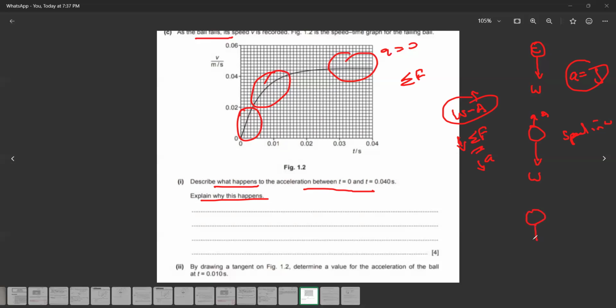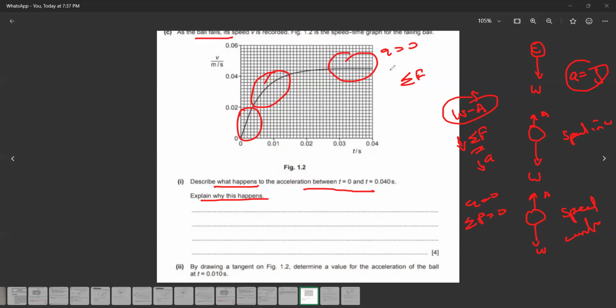And eventually what will happen? The weight balances with the air resistance. Once the weight balances with the air resistance, the speed is constant. If the speed is constant, there is no resultant force and no acceleration. We call that the terminal velocity.